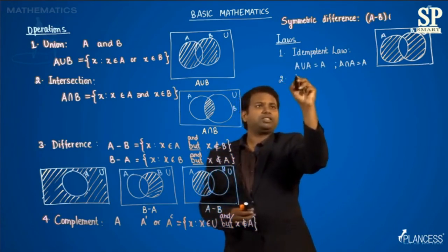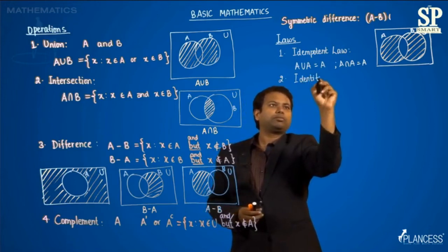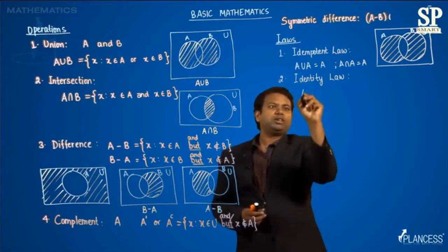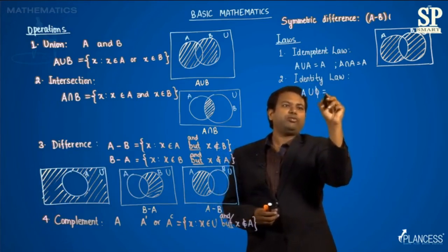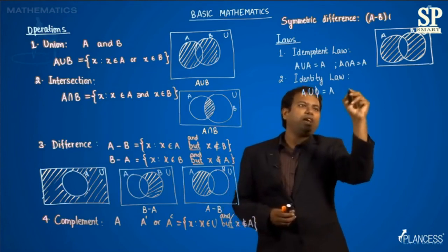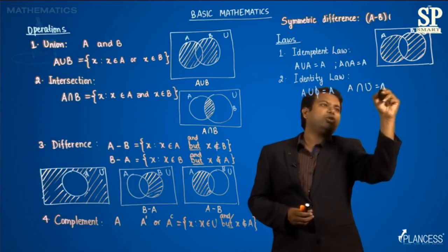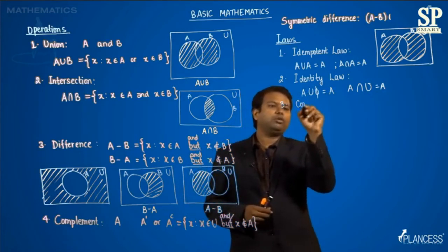The second law is the identity law. According to this, A union phi, which is the null set, is equal to A, and A intersection universal set is equal to A. The next law is commutative law.